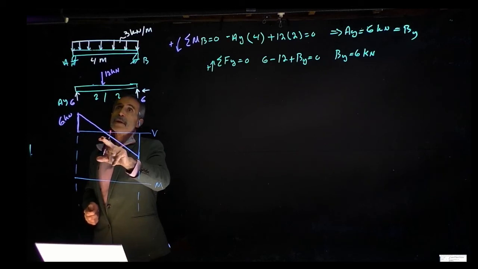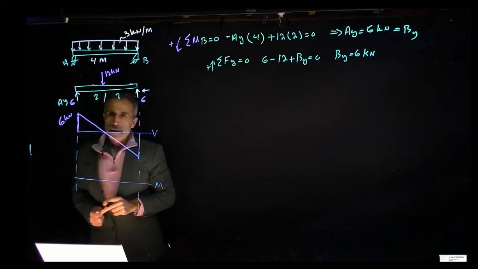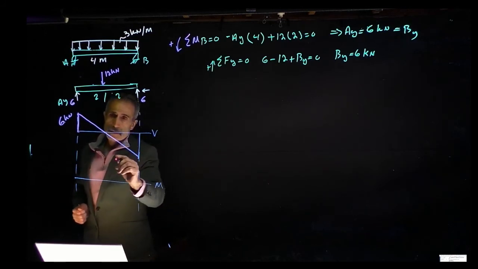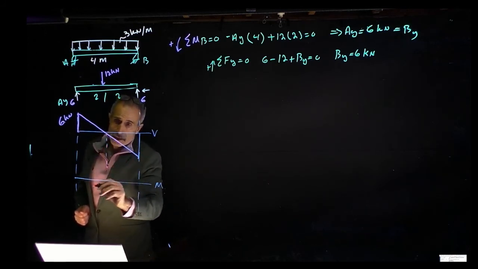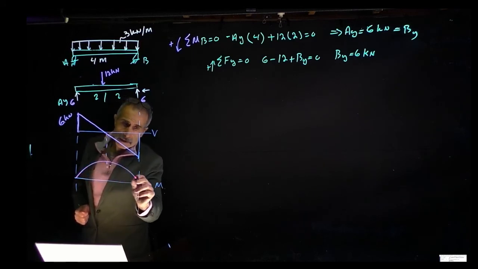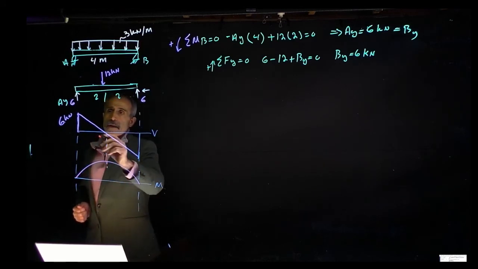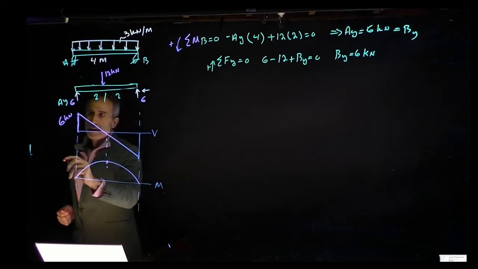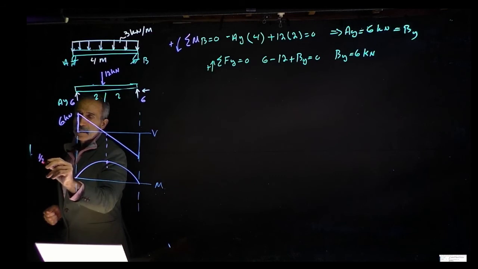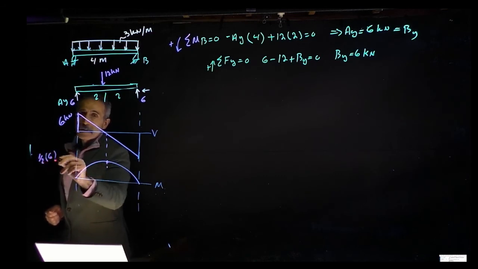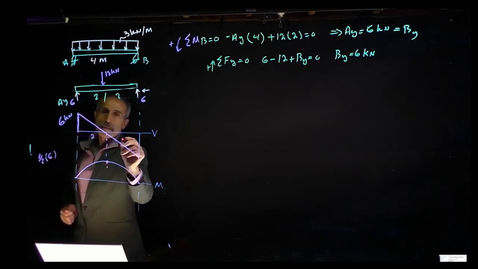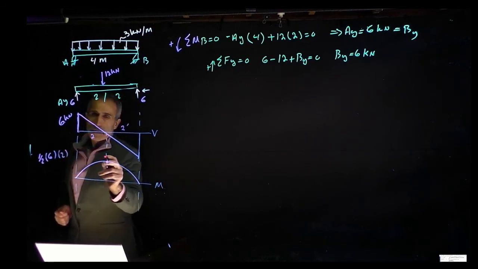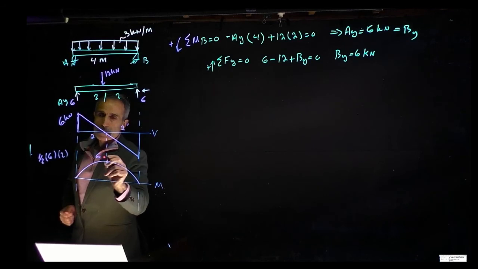Now let's do the moment diagram. The shear diagram is a linear curve, so the moment is going to be a parabolic, second degree curve. If this is the center right here, it's going to be something like that. The magnitude of this is the area of this triangle. The area of a triangle is 1/2 times 6, and we know this is 2 meters, times 2, therefore becomes 6 kilonewton meter.